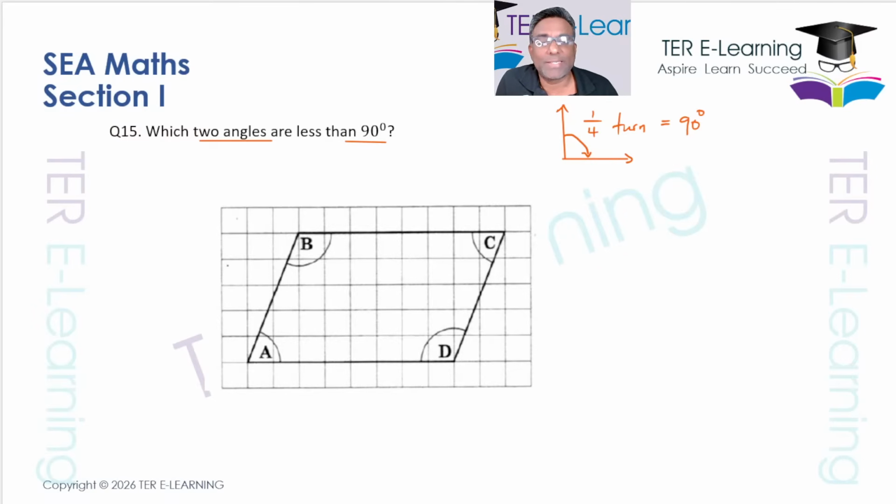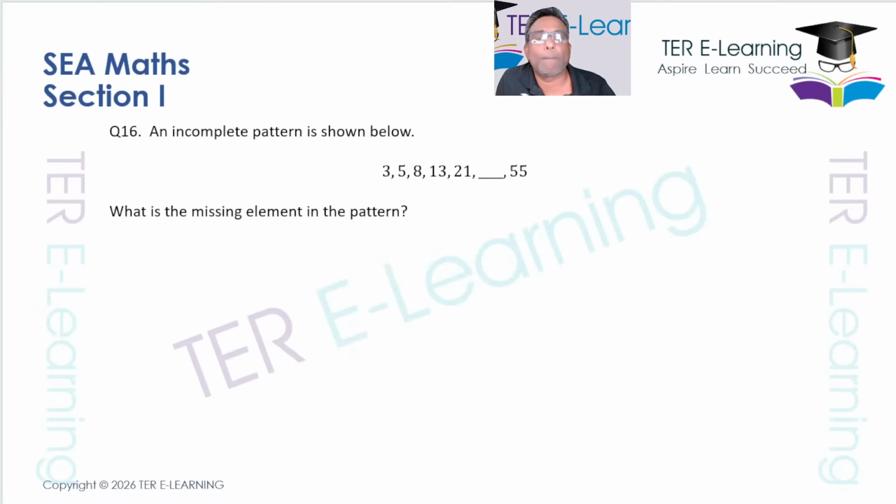People are saying the answer is A and C. So the only two angles here which are less than 90 are angle A and also angle C. So that is true. We have an incomplete pattern shown below. What is the missing element in the pattern here?